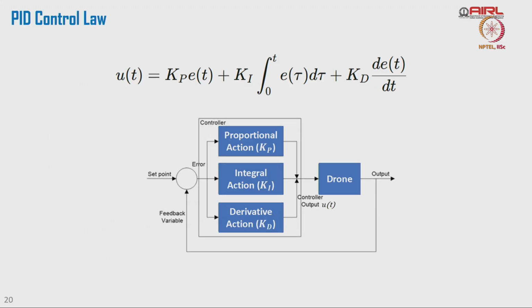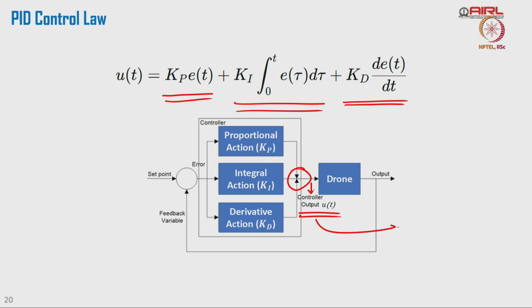Okay. So, to conclude, we see that this controller output u(t) is the summation of Kp e(t) plus Ki integral of e(t) plus Kd derivative of e(t). Okay. These three terms get accumulated here and give the controller output, which is the control input for the drone. So, the drone actuator will start working based on this control input.